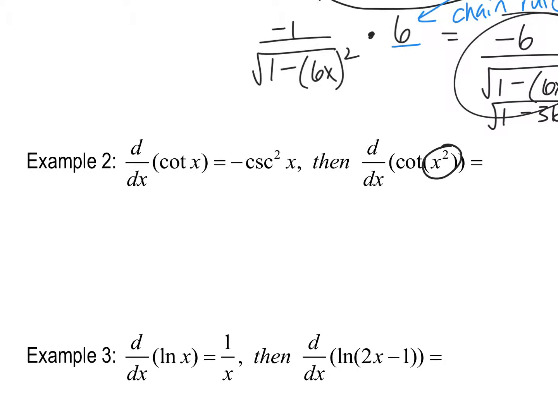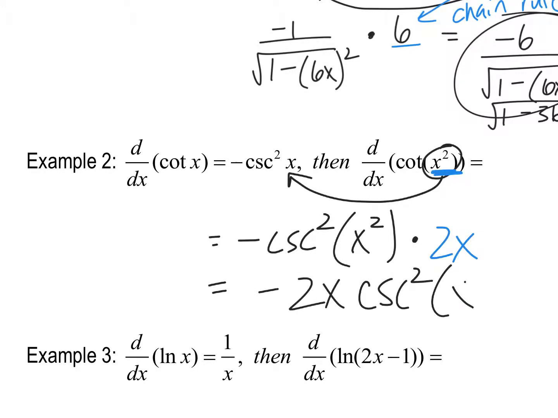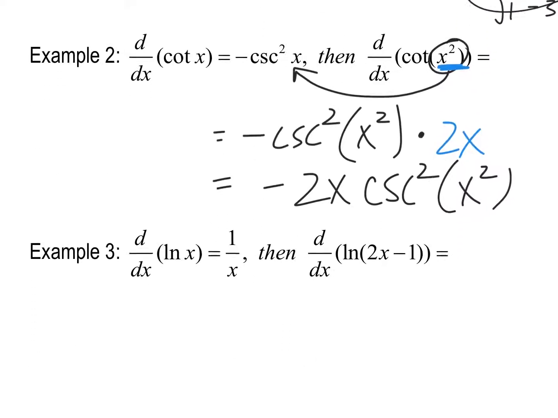I'm going to substitute this in right there. So this means my derivative is going to be negative cosecant squared x squared times, what's the chain rule for this? What's the derivative of x squared? Happens to be 2x. So all I have to do is simplify that. So I'm just going to put the negative 2x in front and keep everything else the same. So it's basically more practice with the chain rule.